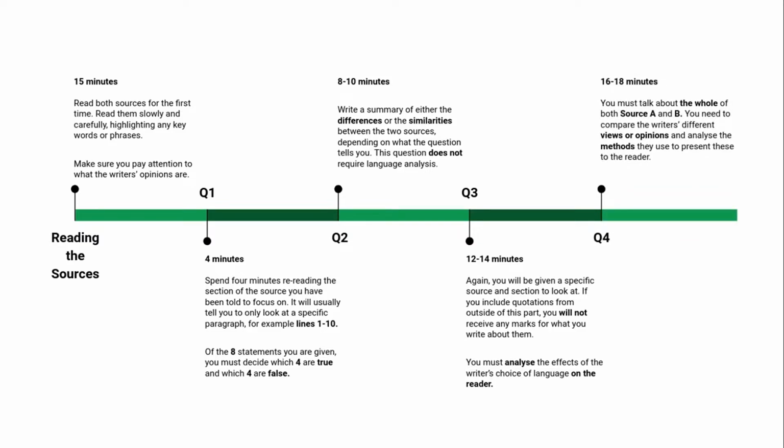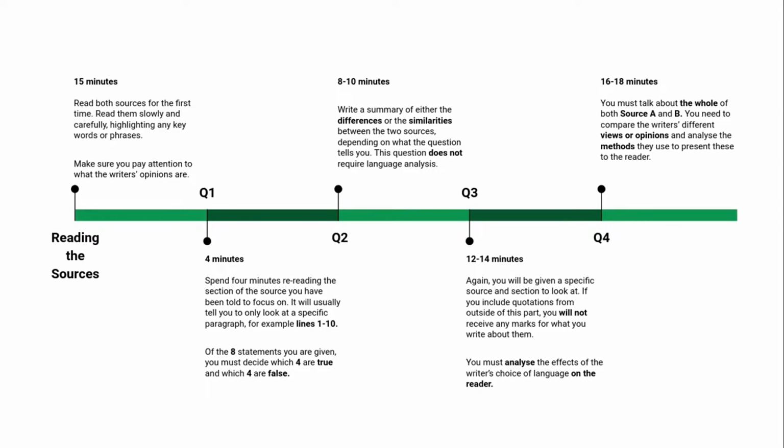The final question, question 4, is worth 16 marks. Now, this is a bit of a mixed question in that it's a kind of coming together of questions 2 and 3. You're going to spend between 16 and 18 minutes on it, and you must refer to the whole of both Source A and B.